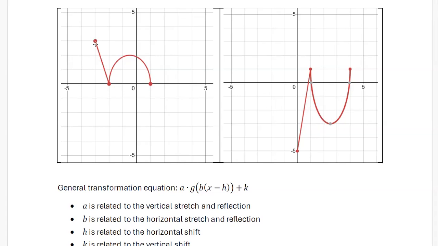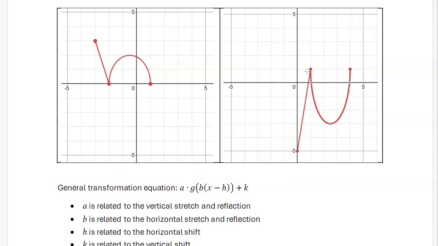Another way is we can take this line segment. What's the slope of this line segment over here? Slope is change in y over change in x. So we go down in the y by 3, and we go right by 1. So -3 over 1. The slope is -3.